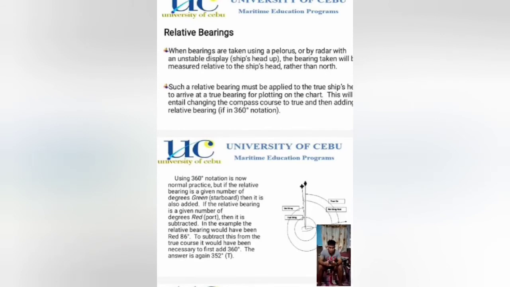If the relative bearing is given as a number of degrees red, port, or left side, then it is subtracted. In the example, the relative bearing would have been red 86. To subtract this from the true course, it would have been necessary to first add 360. The answer is 352.